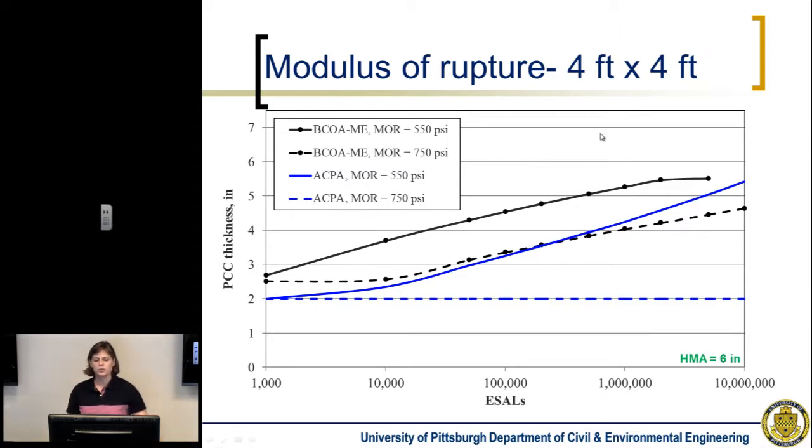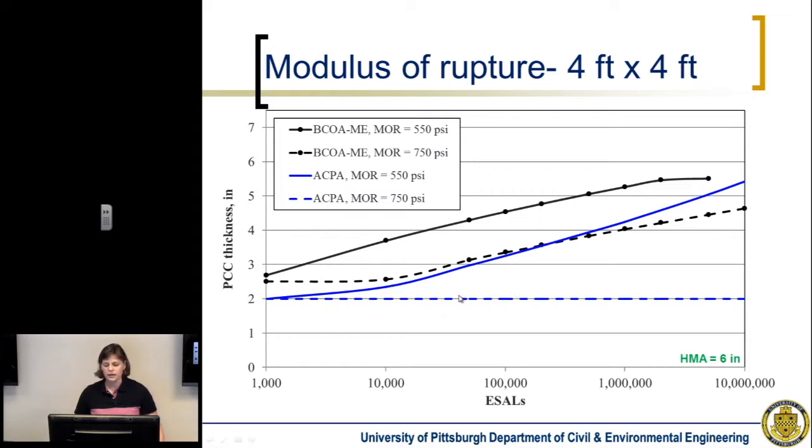Alright, so now the modulus of rupture for the 4x4. Here we're just comparing to the ACPA, which was typically used for the ultra-thin whitetopping. And we're going to look at two different strengths, 750 and 550 psi, where one would be pretty high and the other would be on the lower end.